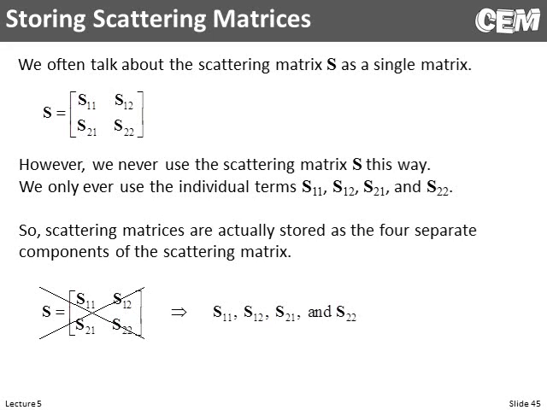And I mentioned this before, but we never use the scattering matrix as just one big matrix. We're always using the 4 individual terms, S11, S12, S21, and S22, individually. So we store them individually. We never store it as one big matrix.